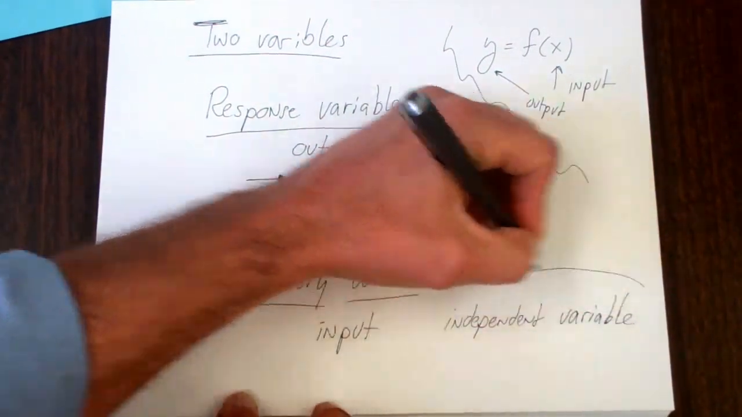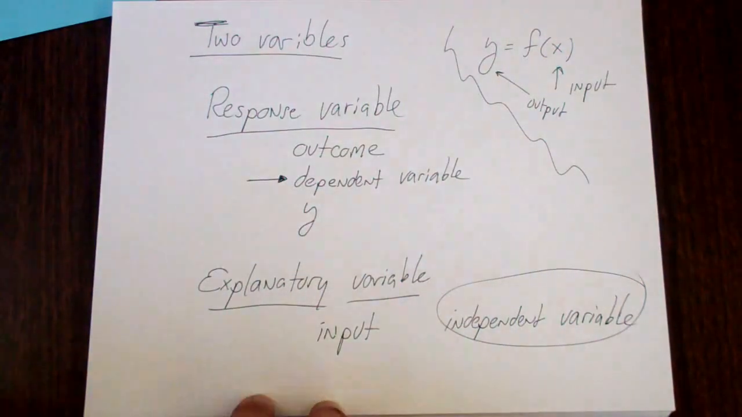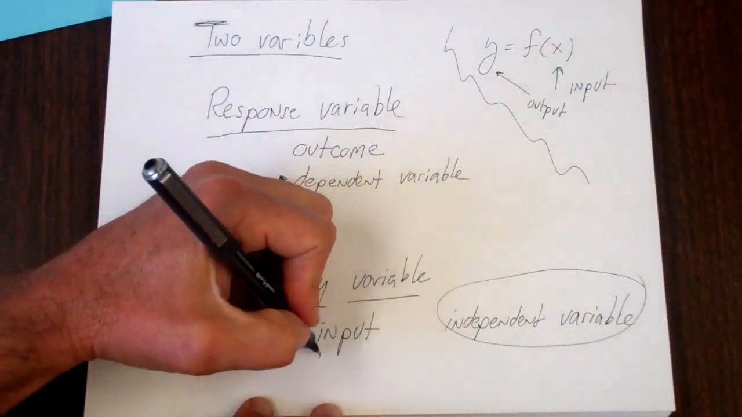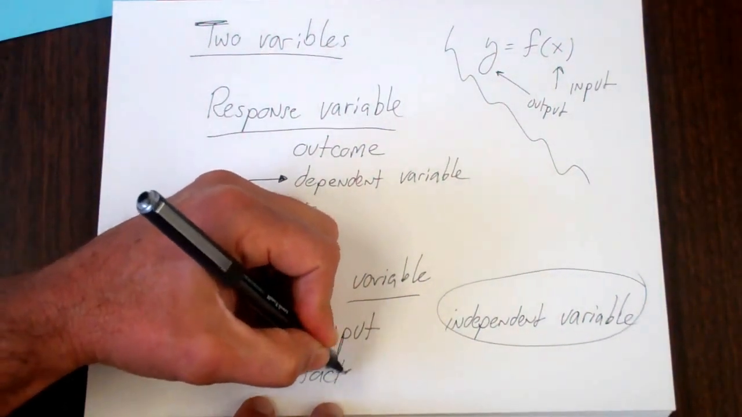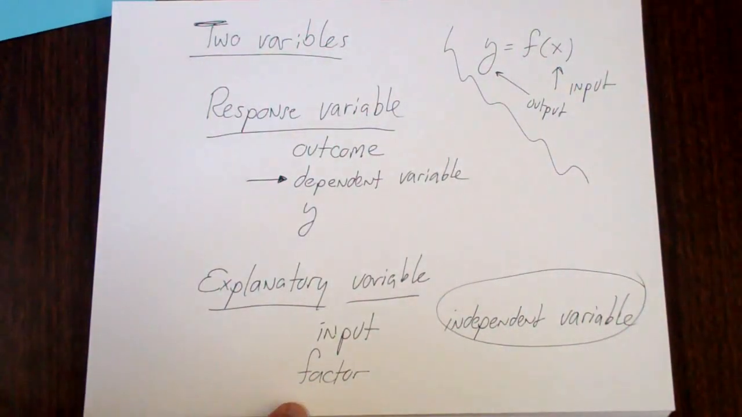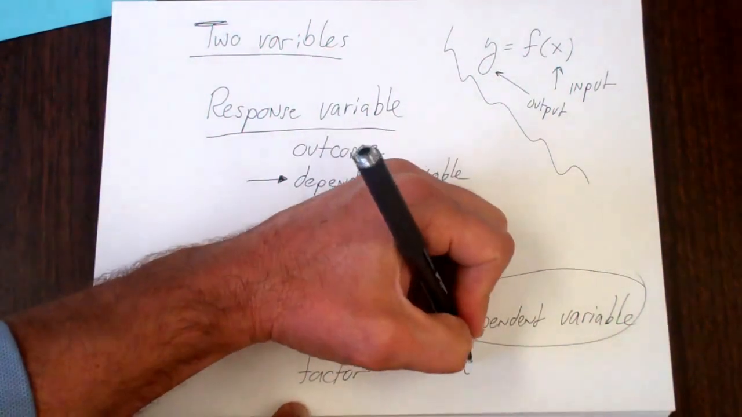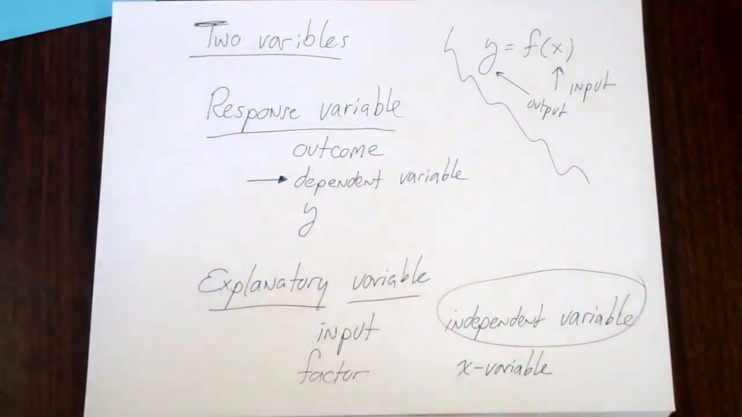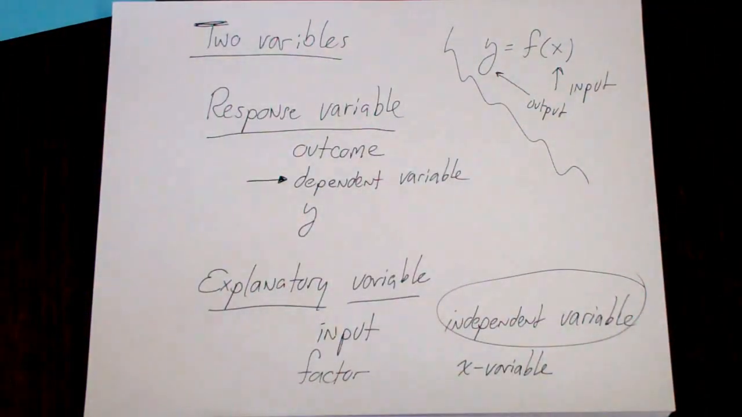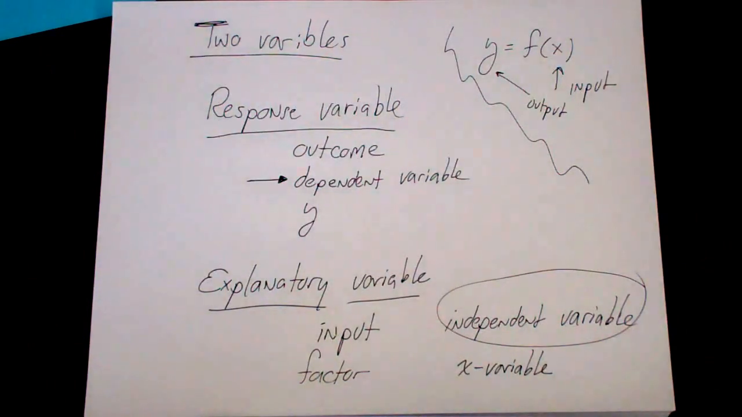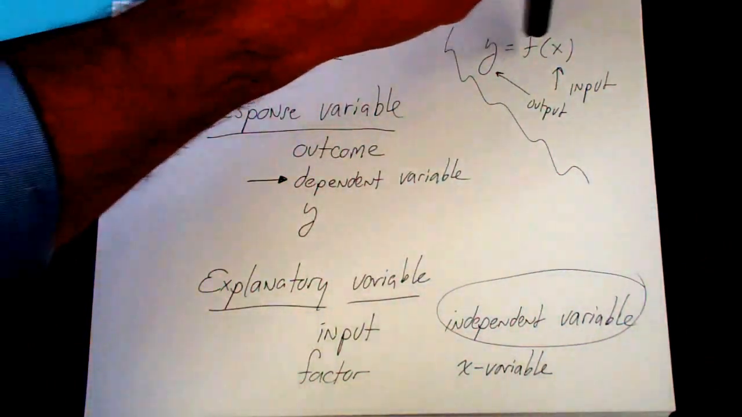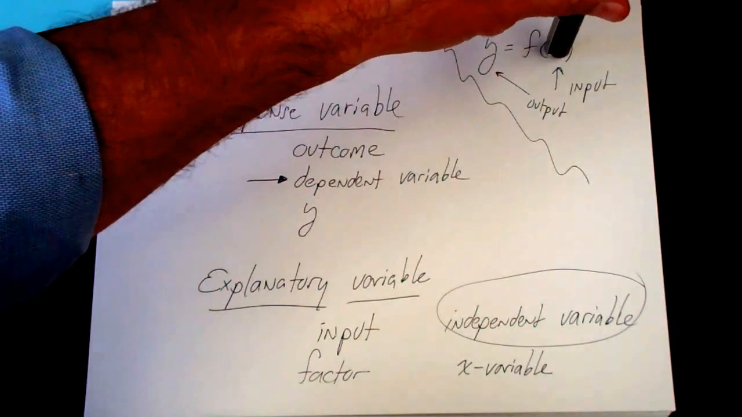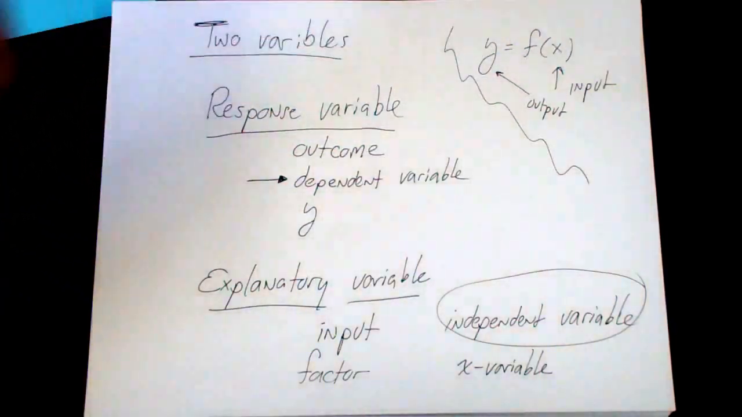This is often used in more formal terms. It's also, if we think about it in terms of experiments, called a factor or an explanatory factor. And oftentimes we just call it the x variable. So very much, just think about this as the way you've studied math before. Y is determined by the values of x. X is the input and y is the output.